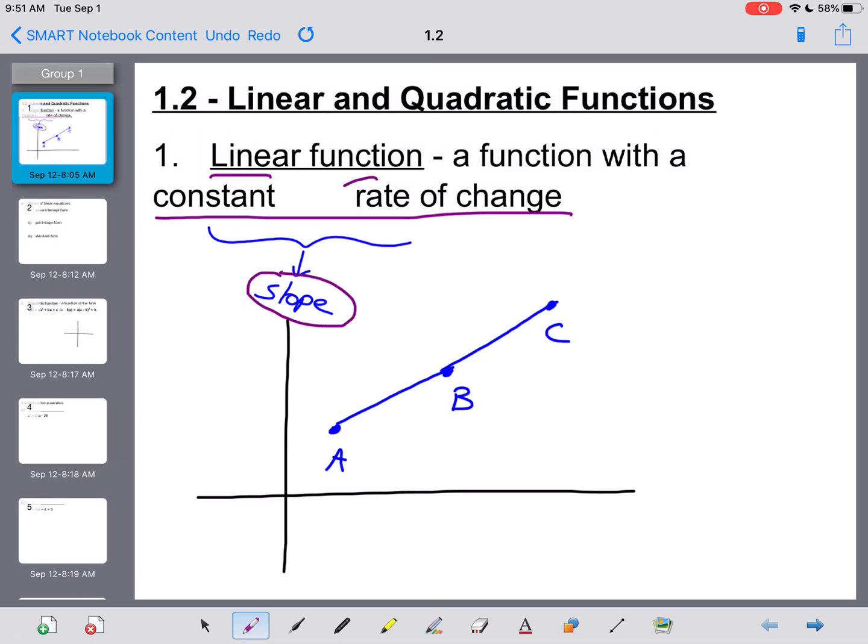So the equivalency between the words slope and the phrase rate of change, that's pretty darn important. We're going to be using those two a lot together this year. So that's something we better start associating here mentally. Slope is our rate of change.